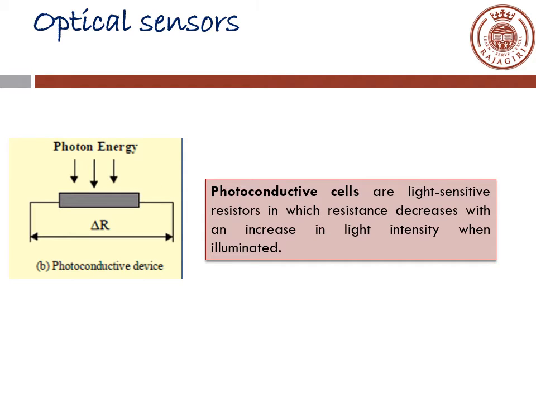The next kind of optical sensor is the photoconductive device. The photoconductive device or photoconductive cells are light sensitive resistors. The resistance value of this particular device decreases with the increase in light intensity. So when light falls on the photoconductive device, based on the intensity of the incident light, the resistance value changes. If the light intensity increases, the resistance decreases. So this is the working principle of a photoconductive device.